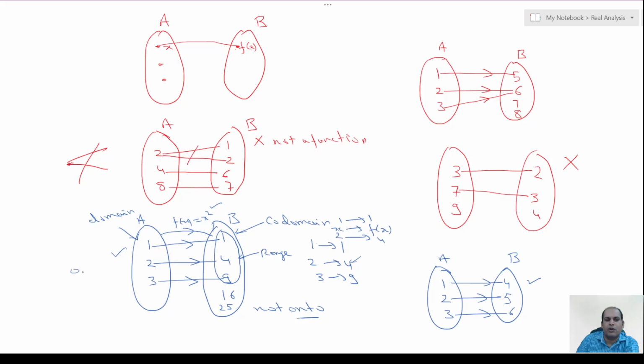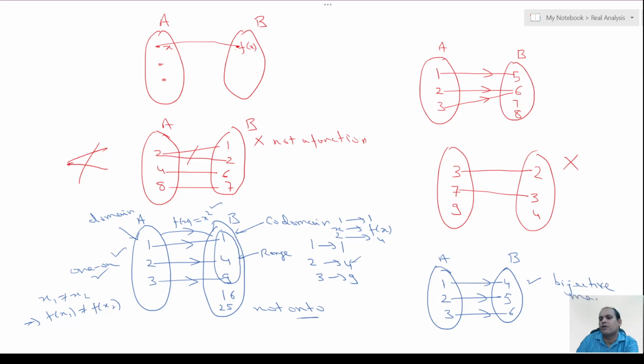This map is 1-1 but not onto. Whenever x1 is not equal to x2, then this implies their images have to be distinct if it is 1-1. So this is the definition of 1-1. This example is clearly 1-1. This one is both 1-1 as well as onto, so I can write it as a bijective map.